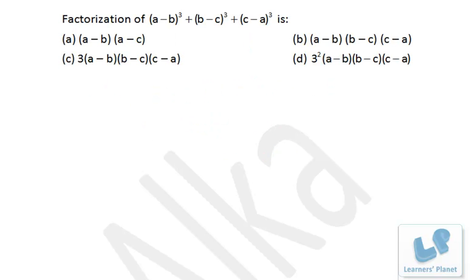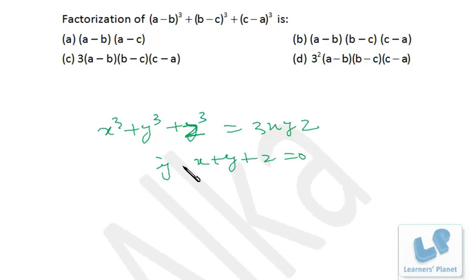Now factorization of this expression seems to be a tedious one. Again, try to observe the a cube plus b cube plus c cube format, and do not get confused between variables. x cube plus y cube plus z cube will be 3xyz if x plus y plus z is 0. Now here, suppose this is x, this is y, and this is z. So x plus y plus z will be what? a minus b plus b minus c plus c minus a. So that will be 0. That means x cube plus y cube plus z cube will be what? 3xyz. So 3 into a minus b, b minus c, c minus a.